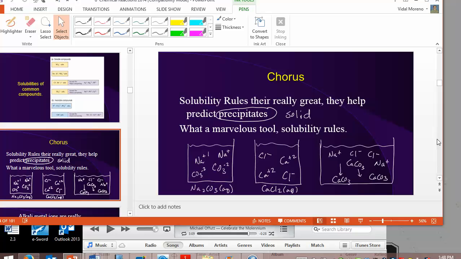Alkaline metal ions are really swell. Assume their compounds are always soluble.